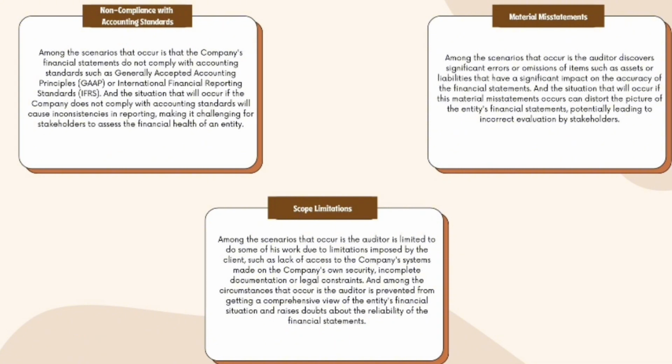Number 3 is scope limitation. Among the scenarios that occur is the auditor is limited in doing some of his work due to limitations imposed by the client, such as lack of access to the company system, company-owned security, incomplete documentation or legal constraints. Among the circumstances that occur is the auditor is prevented from getting a comprehensive view of the entity's financial situation, and it raises doubt about the reliability of the financial statements.